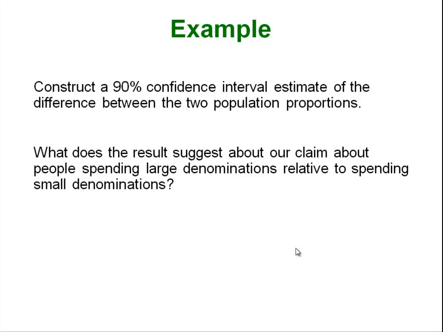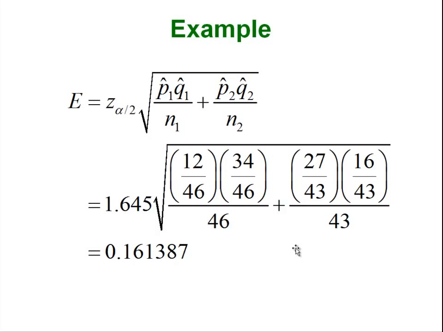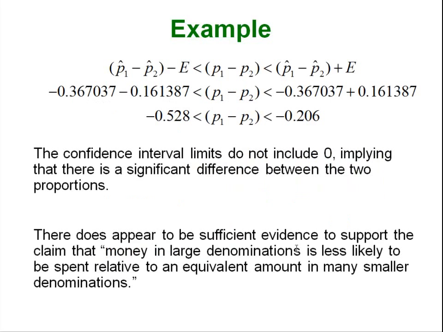Let's construct a 90% confidence interval estimate of the difference between these two population proportions, i.e. the people who got $1 versus the people who got 4 quarters. Here's the formula for our margin of error. Very simple, right? We go plus and minus to the difference in the p hats that we got, p hat 1 and p hat 2, and then add and subtract e to those, and you end up getting this interval here.